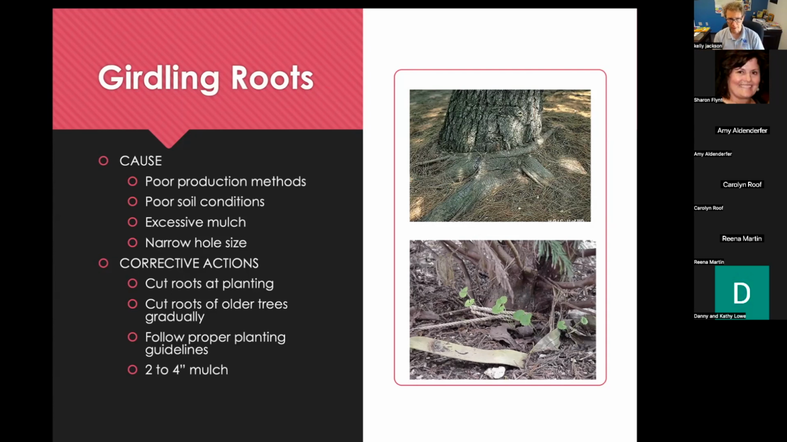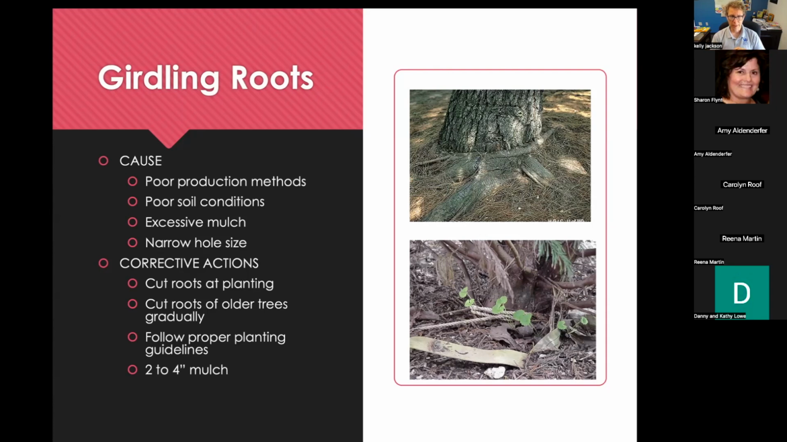What can you do about it? What's the corrective action for this? When you buy plants, inspect them, right? Take them out of the pot, move back some of that soil. And if you see some that have already started girdling, and I know it hurts, but you've got to cut them. You got to get some pruners out and cut those roots and correct it then, and it may never be a problem.